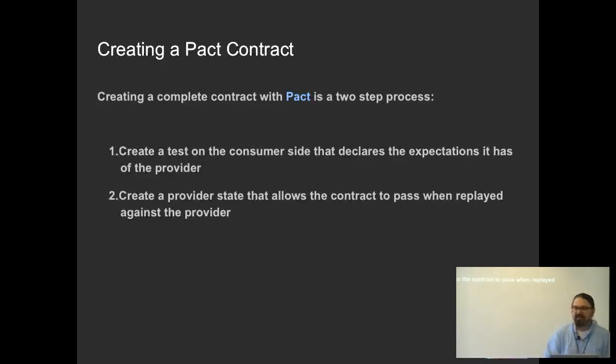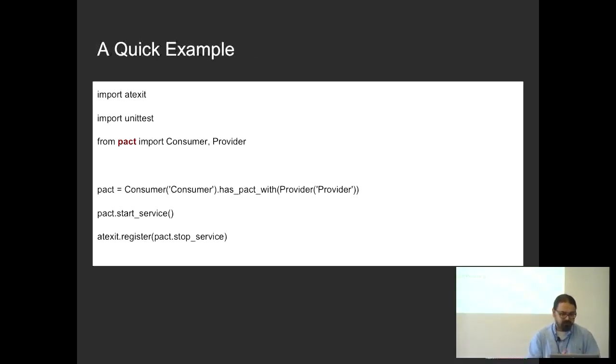So creating a Pact contract is actually the same steps that I just mentioned for creating a contract test. Basically, you create a test on the consumer side that declares the expectations, right? We talked about expectations here, so you define those expectations. And then you create a provider state that allows the contract to pass when replayed against the provider. I have some code examples here. Let's go over that very quickly.